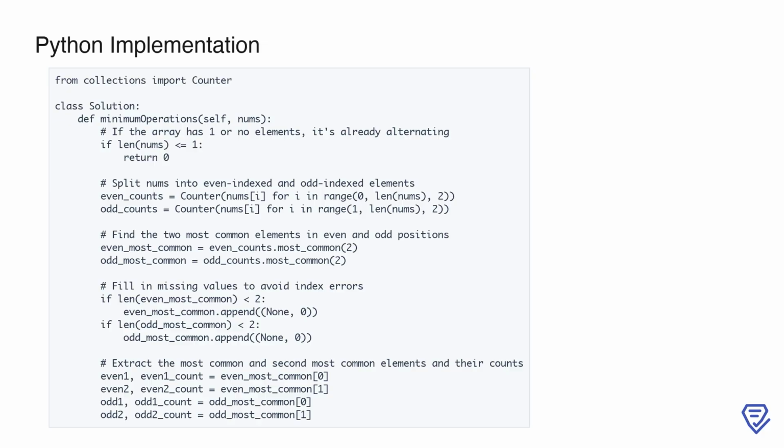Afterward, we find the two most common elements in the even and odd indexed groups. To ensure there are no index errors, we pad the results with a placeholder value in case there are fewer than two unique elements. Finally, we extract the most common and the second most common elements along with their counts for both the even and odd index groups. This setup prepares us for the logic to calculate the minimum operations needed to make the array alternating.